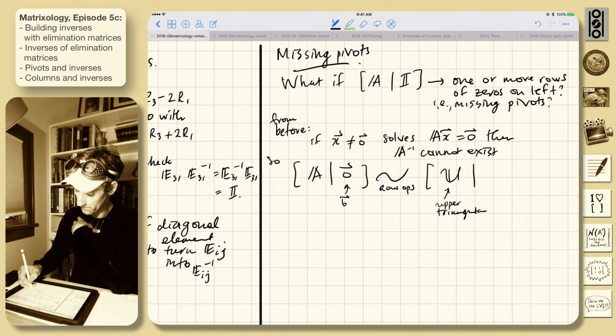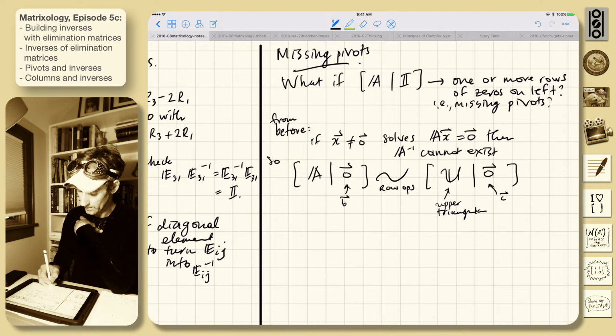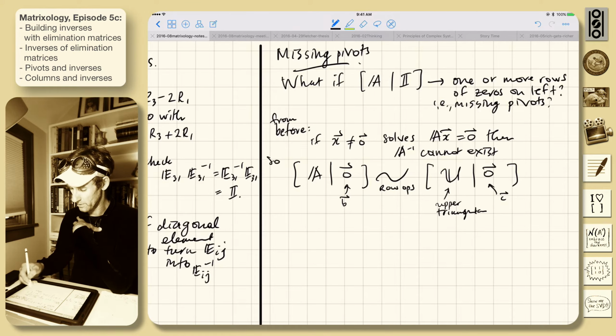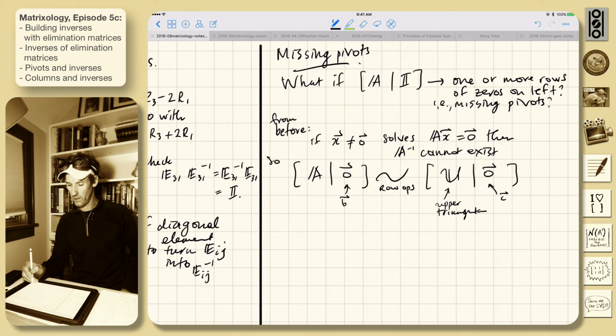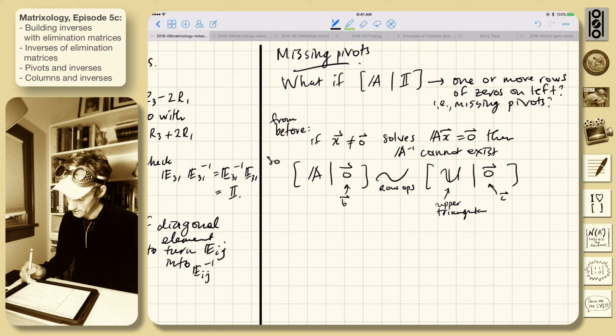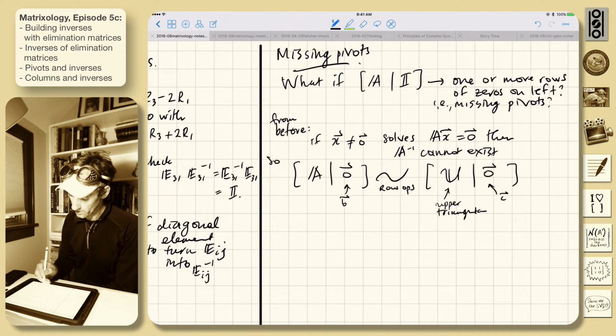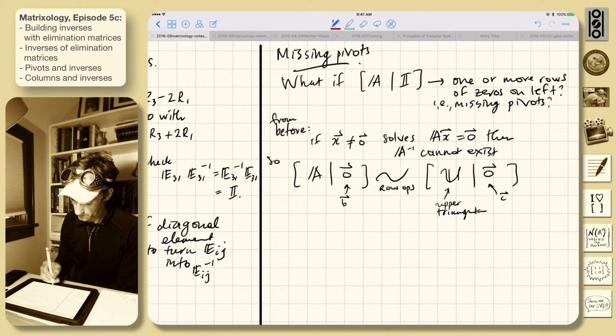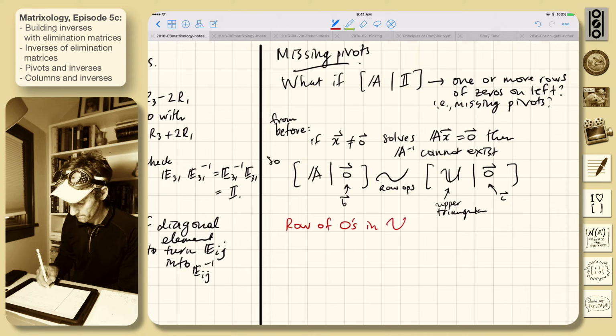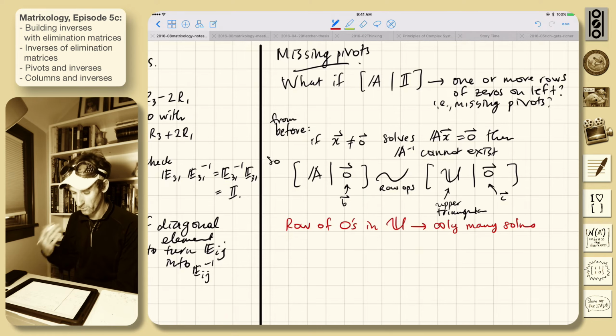Triangular. And on the right-hand side, we'll get 0. And this is actually C, right? There's no 0, so no non-zero things can be produced here. And if we have a row of zeros in U, then that means we'll have infinitely many solutions. So a solution exists, right?